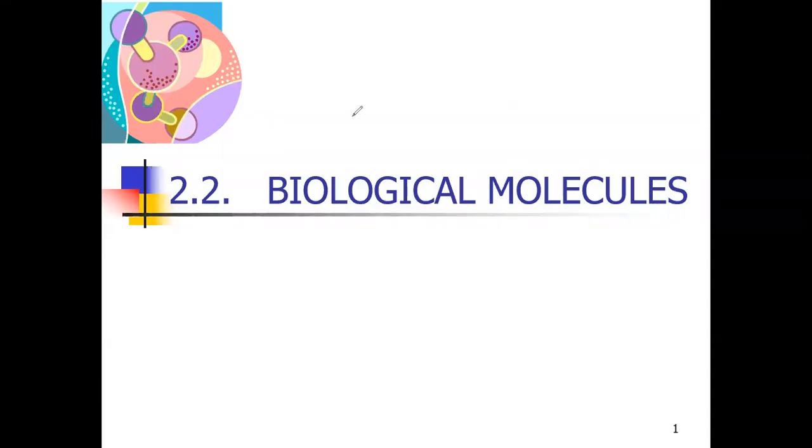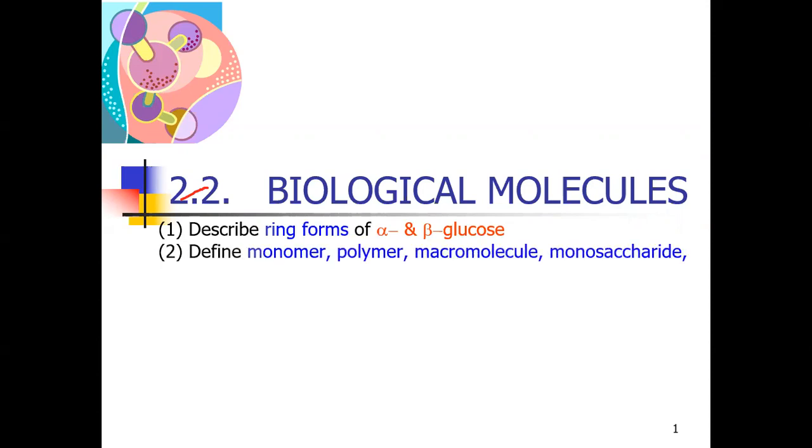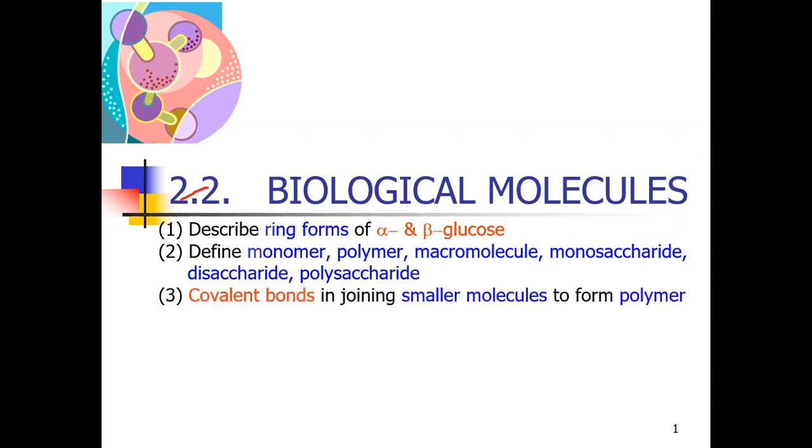In this lesson, we're going to look at biological molecules. So the learning outcomes: the first one, describe ring forms of alpha and beta glucose. Number two, define the terms monomer, polymer, macromolecule, monosaccharide, disaccharide and polysaccharide. Number three, covalent bonds in joining smaller molecules to form polymer.